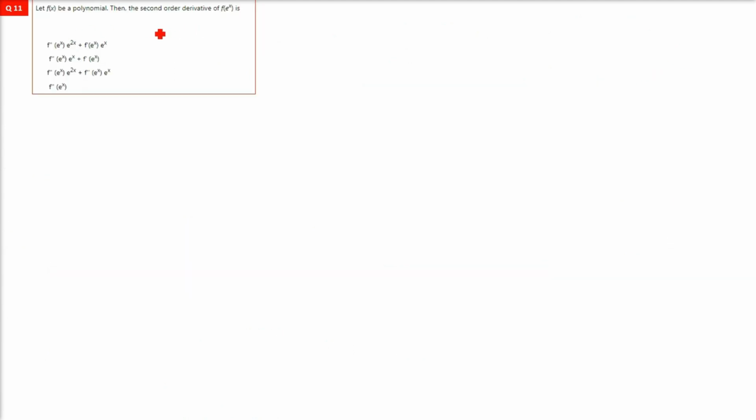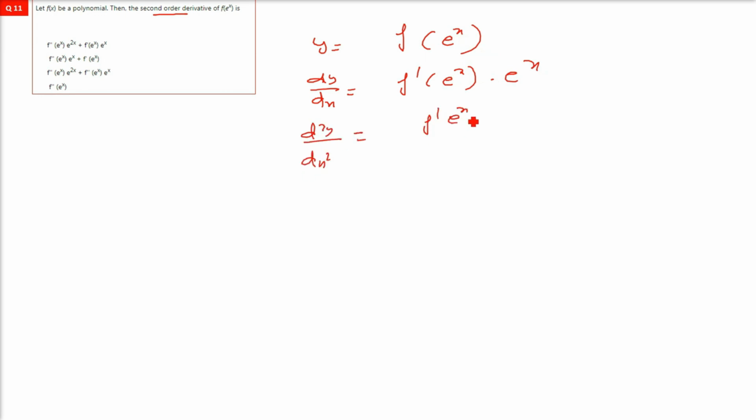Let f(x) be a polynomial, then the second order derivative of f(e to the power x). So double differentiation you have to do. So y is f(e to the power x). So dy by dx is f dash e to the power x, and the differentiation of e to the power x will be e to the power x. Now d2y by dx2 is going to be f dash e to the power x, e to the power x will be e to the power x, plus e to the power x, f dash e to the power x will be f double dash e to the power x.